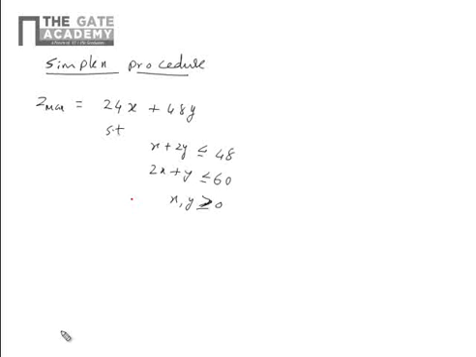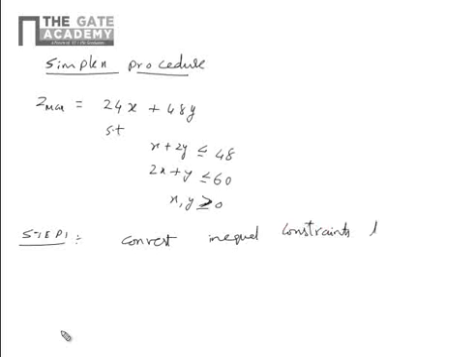So first, after writing that, converting into equalities. First step. Step 1: Convert unequal constraints to equality constraints. That is the first step.